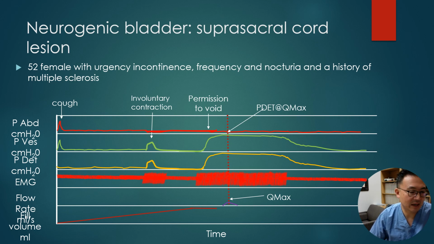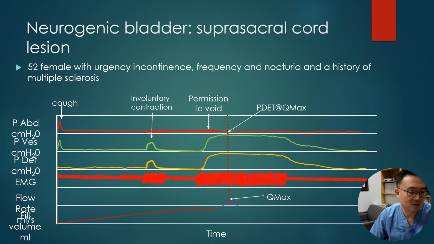When I look at the urodynamics, the first thing I want to do is to see if it's an adequate test. I look in the beginning, I see there's a cough and the pressure is transmitted to the vesical tracing, but not to the detrusor. So we know that this is a good test.